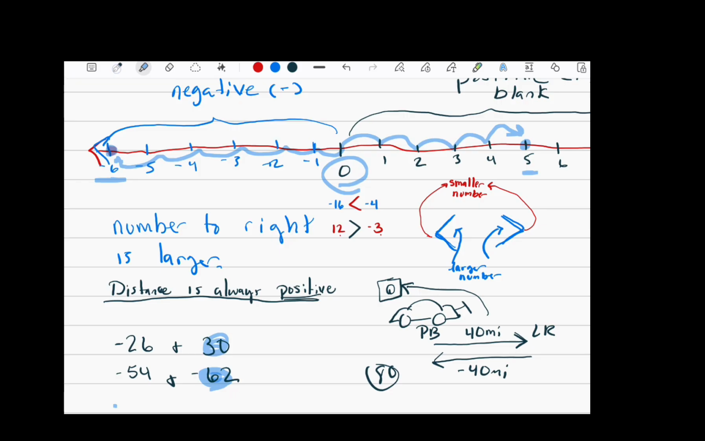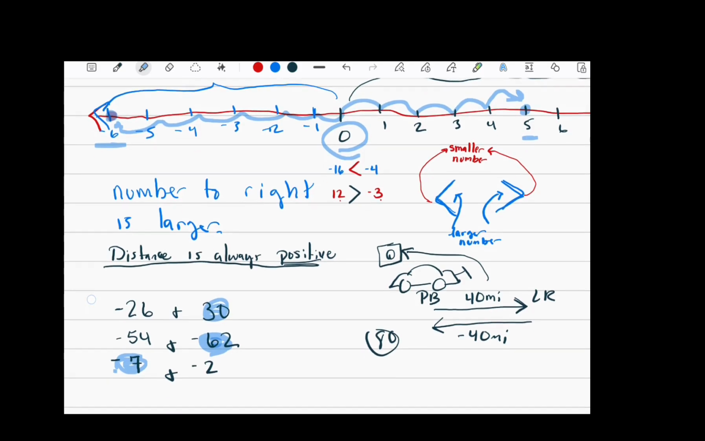Let's do it again. Let's do negative 7 and negative 2. Who is farther away from 0? Negative 7. There's a reason I'm asking you this. So when we're doing this, in your mind, imagine a number line and try to think about who is farther away from 0. Okay? Here we go. Here's the lesson.